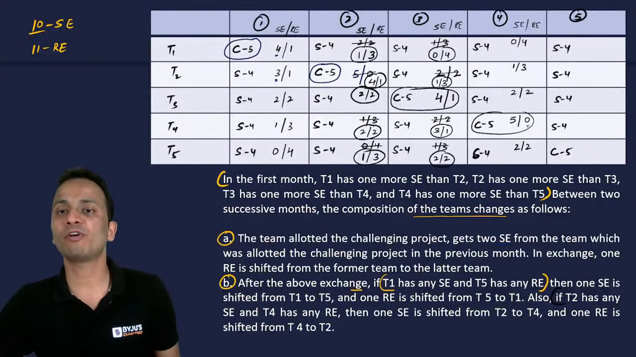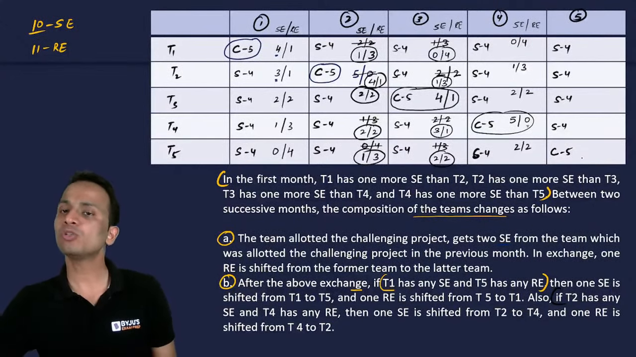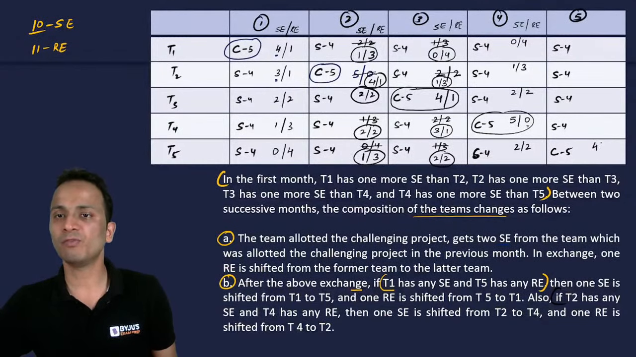Next, for month 5, T4 had the challenging project, and in month 5, T5 gets the challenging project. So what will happen? SE will increase by 2, it will become 4, and RE will decrease by 1. And for team 4, it will become 3, 1. Others I'll write as it is: 0, 4, 1, 3, and 2, 2.